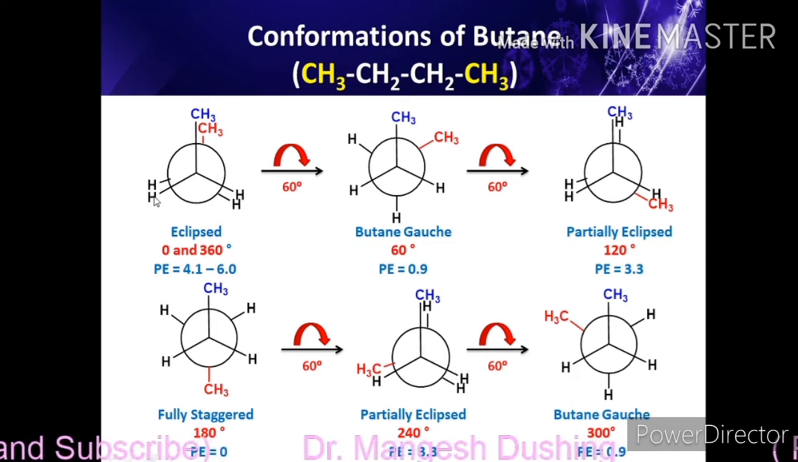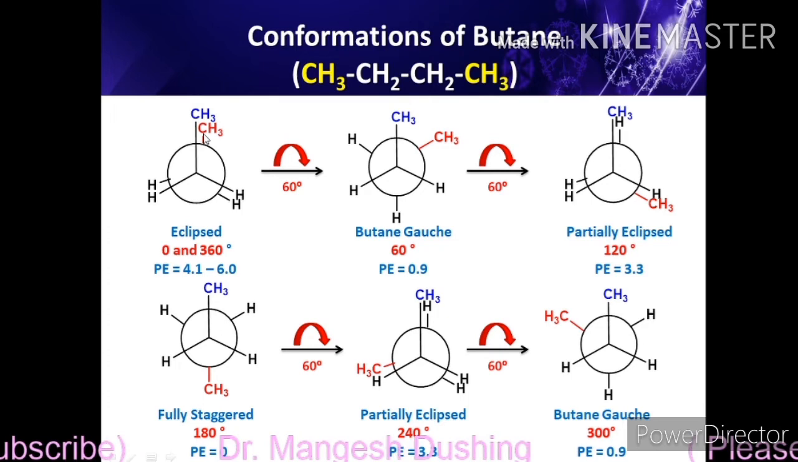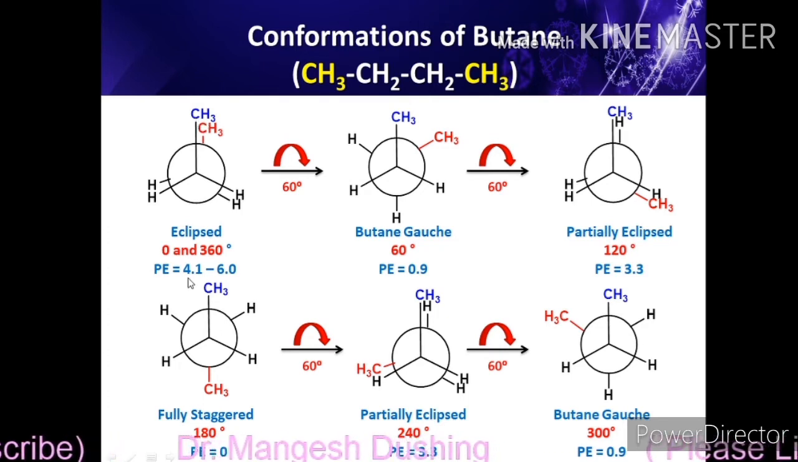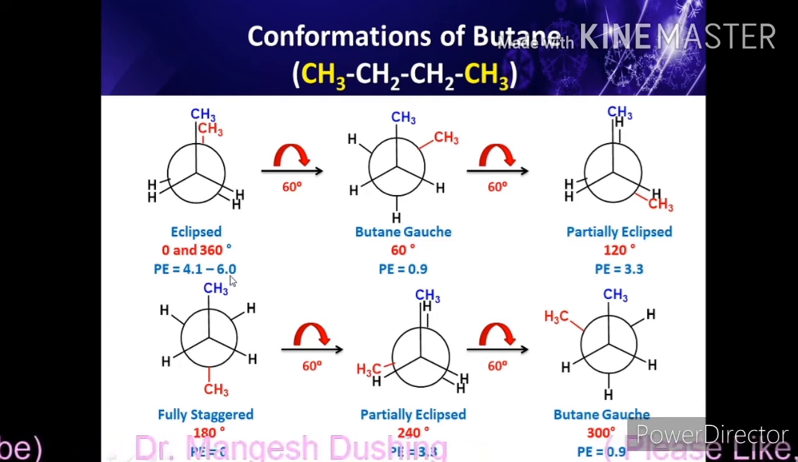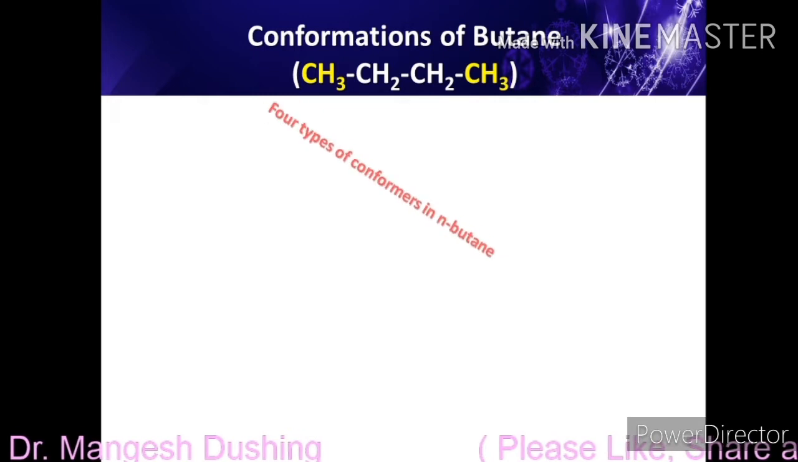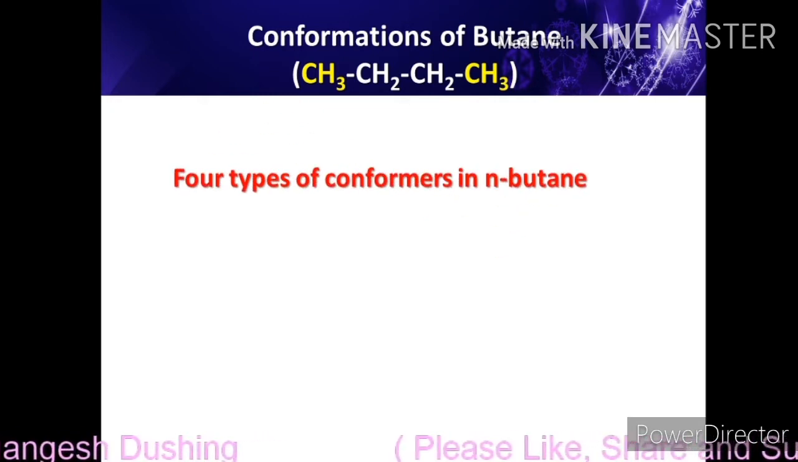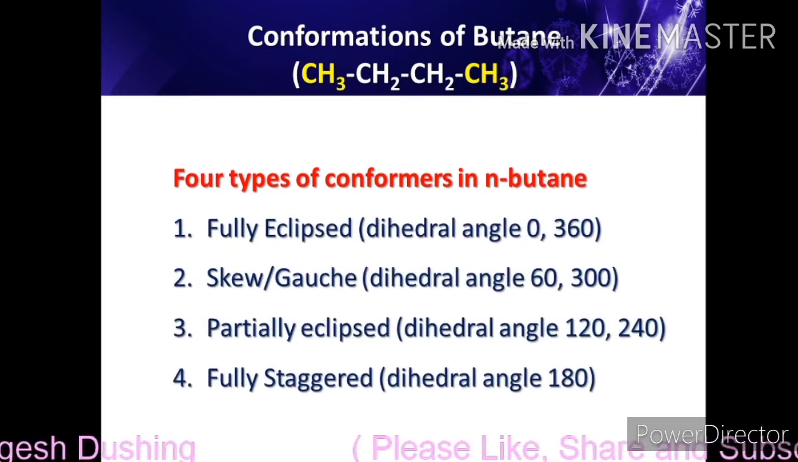Energy is again 1 plus 1 plus 2.126, that is 2.124, that energy will become 4.126 kilocalorie per mole. So in this way there are 4 types of conformations possible in N-butane. We will see one by one.